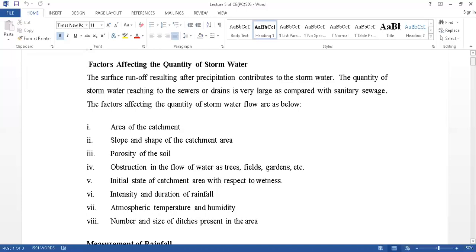The number and size of the ditches is the last point which will affect the present area. That means if there are some ditches, first the ditches have to be filled up by the water, then the water will flow over the ground. So it also depends on the number of ditches existing presently in the site area.